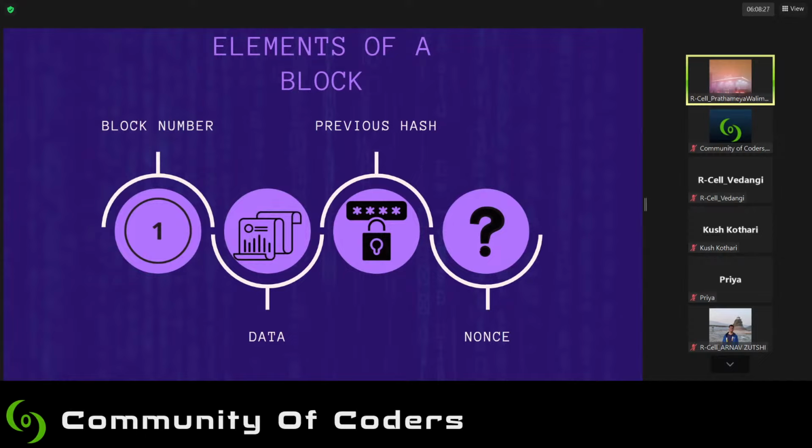Finally, the nonce is a number which is only used once. This is a parameter which is used to vary the identities of a block so that we can add different blocks to the blockchain. Nonce stands for number only used once, and this is a parameter we use mostly because the other parameters like the data and the block number.